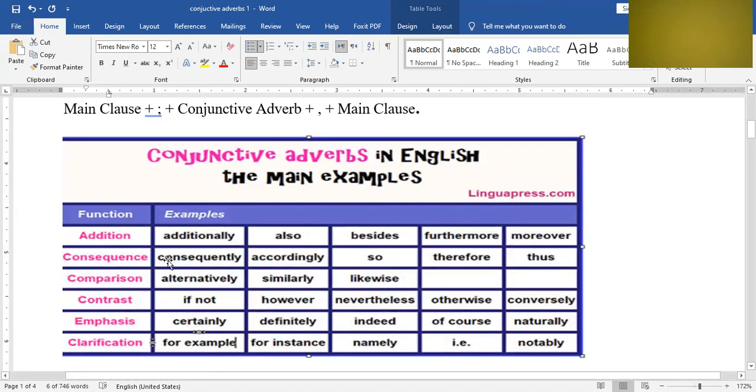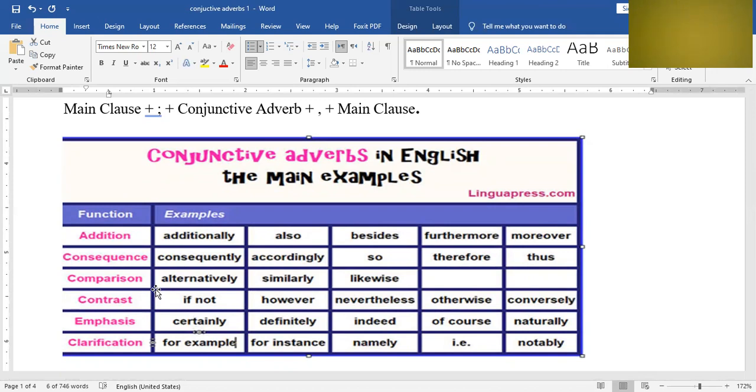Consequence, something follows another. Consequently, accordingly, so, therefore, thus. We want to sequence ideas, something follows the other, the one before, so we use these conjunctive adverbs. Comparison, to compare things. To compare means to show similarity. For comparison, we use alternatively, similarly, and likewise.